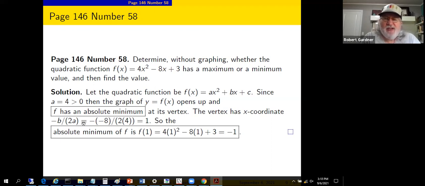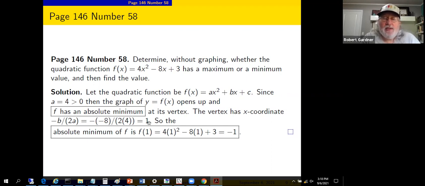Negative b over 2a here, b is negative 8 and a is 4. So we'll have negative negative 8 over 2 times 4, and that reduces down to positive 1. So the vertex has x coordinate 1. By the way, the axis of symmetry is the vertical line x equals 1, if you're into that kind of thing. They didn't ask us about that, but that's the case. To find the value of the function at the vertex, that is to find the y coordinate of the vertex, we just plug the x coordinate into the function.